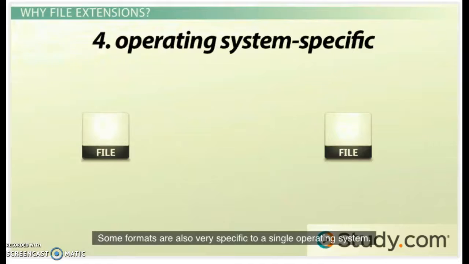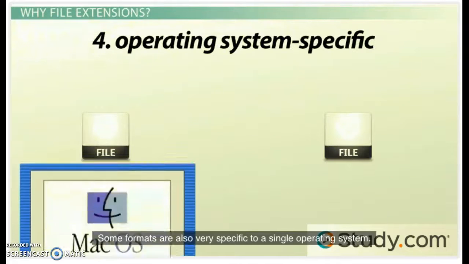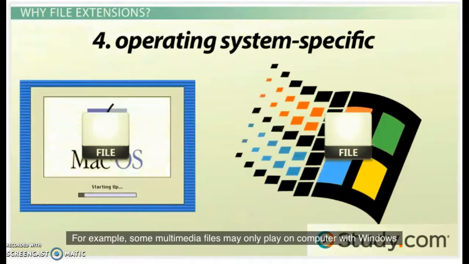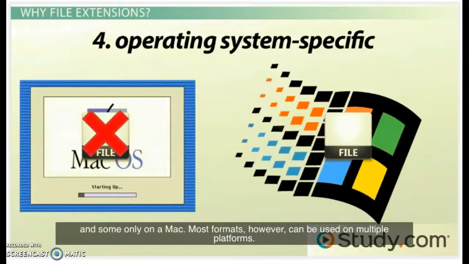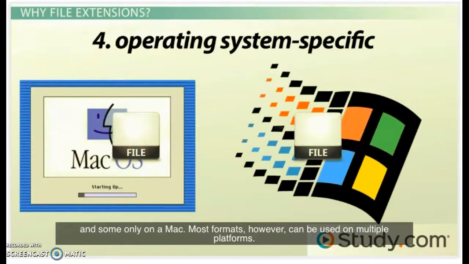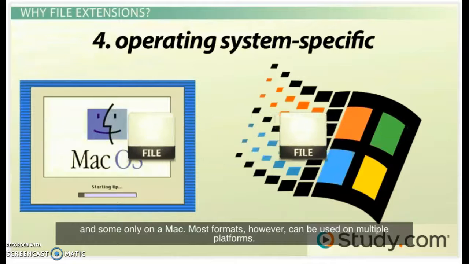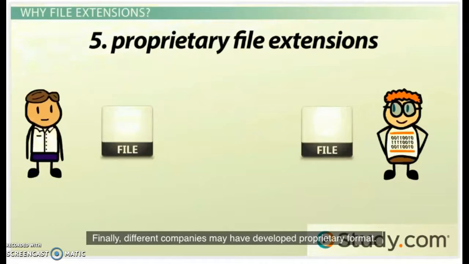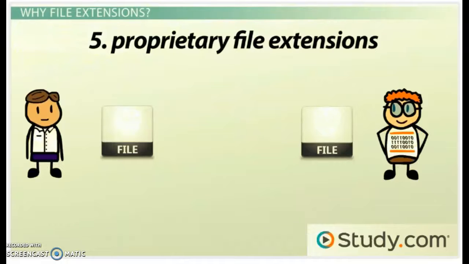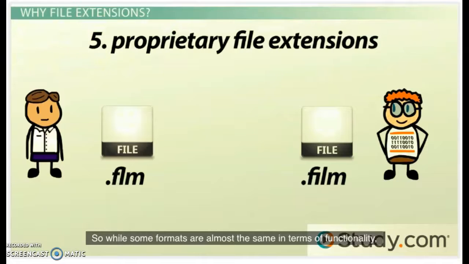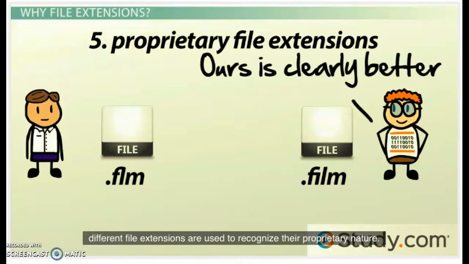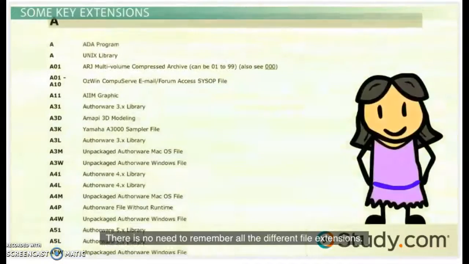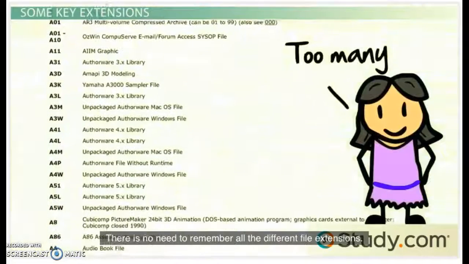Some formats are also very specific to a single operating system. For example, some multimedia files may only play on a computer with Windows and some only on a Mac. Most formats, however, can be used on multiple platforms. Finally, different companies may have developed proprietary formats. So while some formats are almost the same in terms of functionality, different file extensions are used to recognize their proprietary nature. There's no need to remember all the different file extensions.